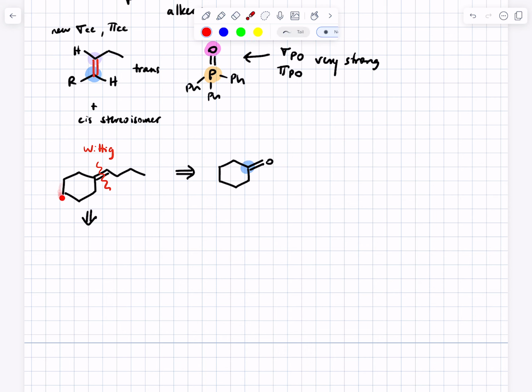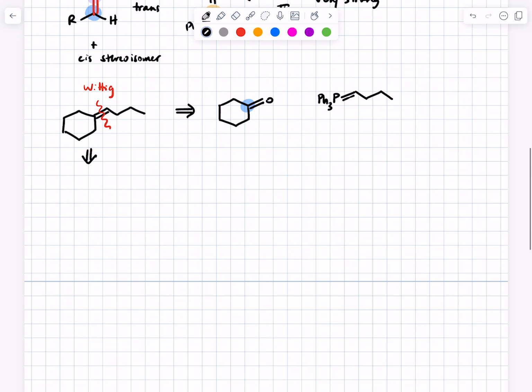Have the carbonyl carbon be the portion of the molecule on the left. And then the portion on the right would look like this. And I'm just going to draw the Wittig reagent in the simplest way with the phosphorus-carbon double bond. Okay, that's one option where the nucleophile is here on the right and the electrophile is here on the left.